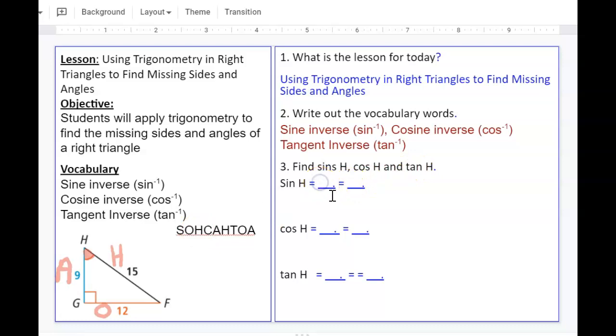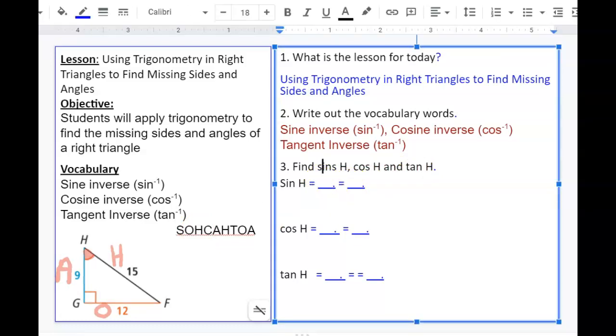So, sine h will be opposite over hypotenuse. But what's my opposite? Opposite is 12 over the hypotenuse is 15. But we see that 3 can go into 12 and 15. So 3 goes into 12 4 times, and 3 goes into 15 5 times.